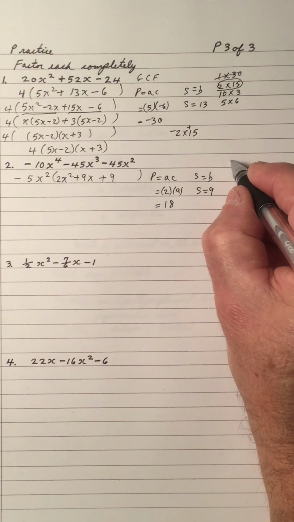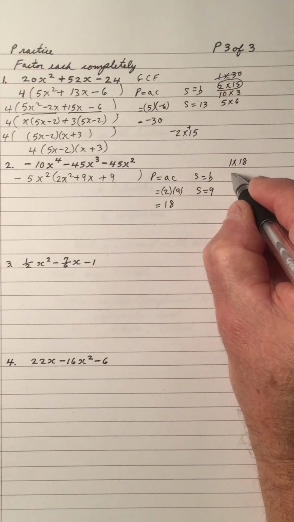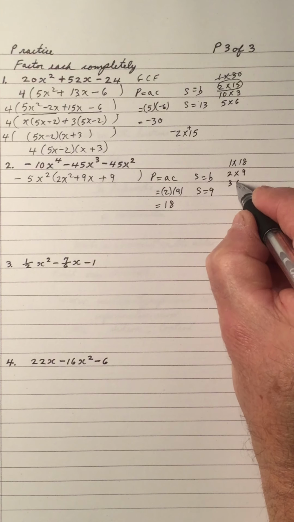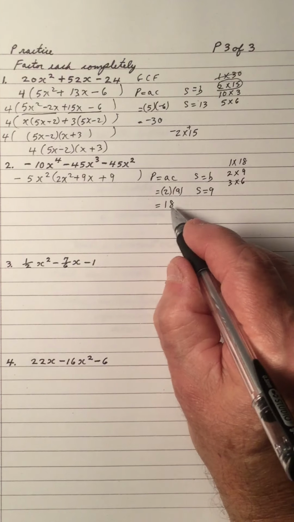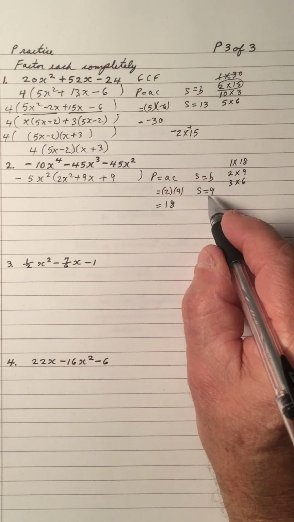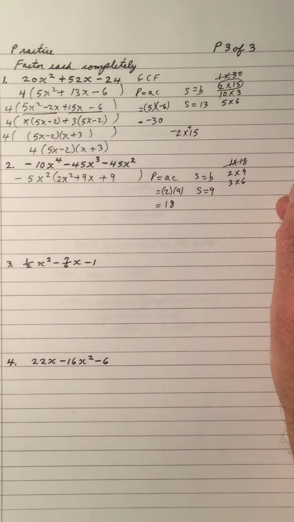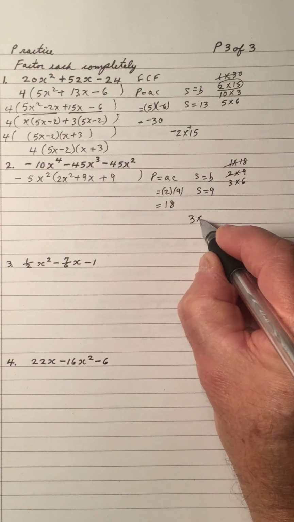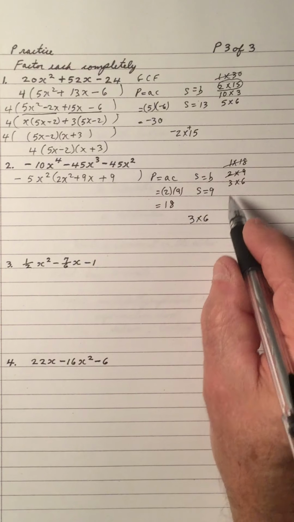So the factors of 18: 1 times 18, and 2 times 9. 9 got a 3, so 3 and 6. Because the product is positive, I will add up the factors to get a 9. They add up to 19. They add up to 11. So 3 and 6 are the factors.